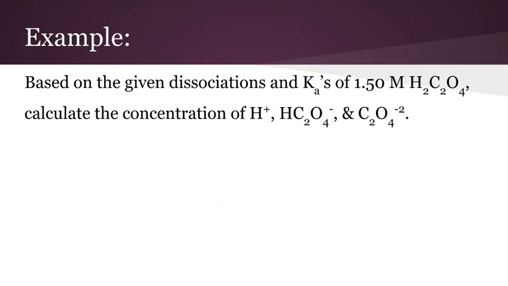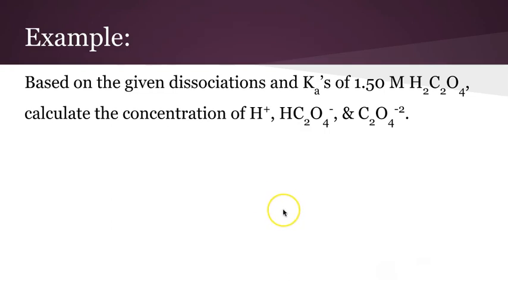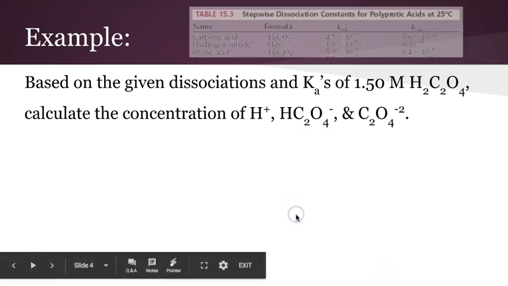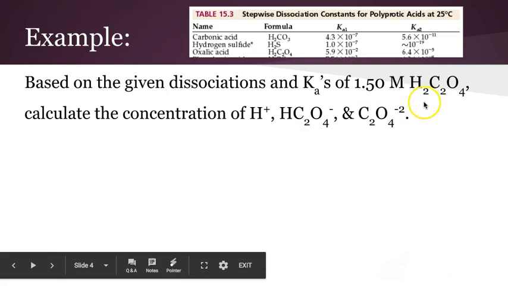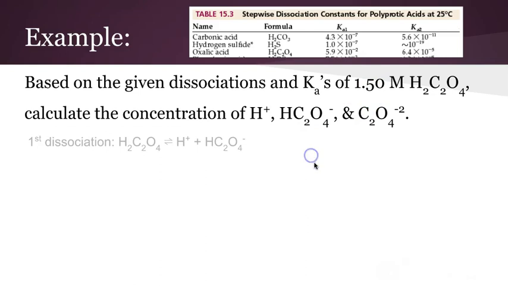All right, so we'll go through one calculation example. This is more complex than you'll probably see on an AP exam, but I want to show you how you can go through this, because it helps you wrap your head around what's going on in the solution. So we have H2C2O4, oxalic acid, and we have a first Ka and a second Ka. Find the concentration of each of the species if we're starting with 1.5 molar.